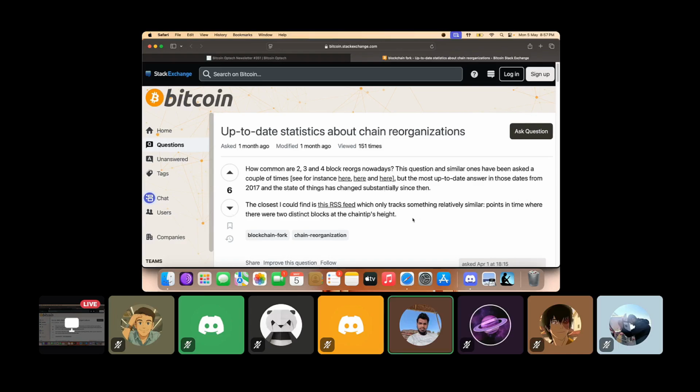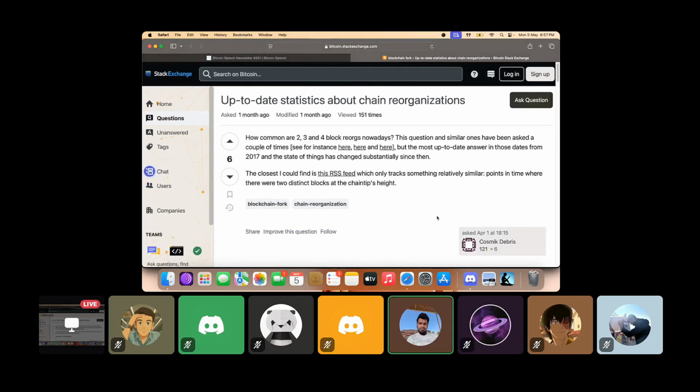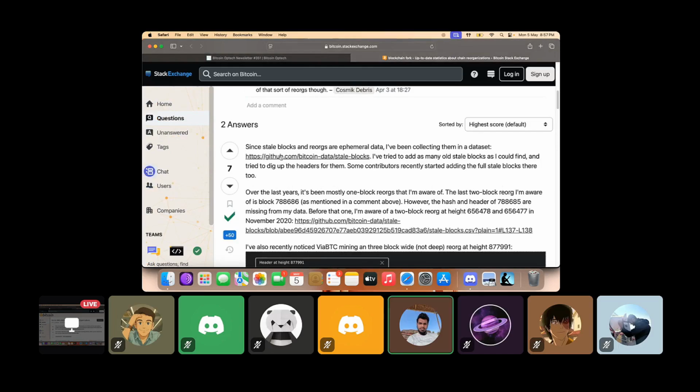The closest I could find is the RSS feed, which only tracks something relatively similar: points in time where there were two distinct blocks at the chain tip's height. Let's see what the answer is. Since stale blocks, what are stale blocks? Stale blocks are basically blocks that were valid at some point in time and then they were rejected, right? So if miner A is mining on top of block A and miner B is mining on top of block B, and miner A eventually wins, then the block of miner B which was racing will now be abandoned. It will be considered a stale block.